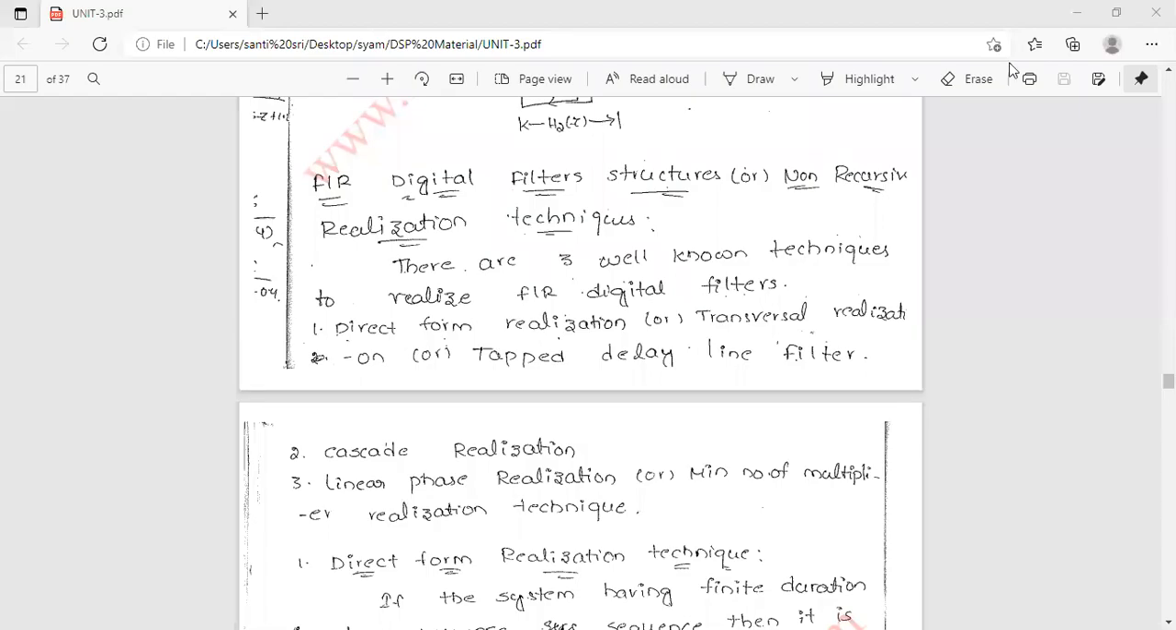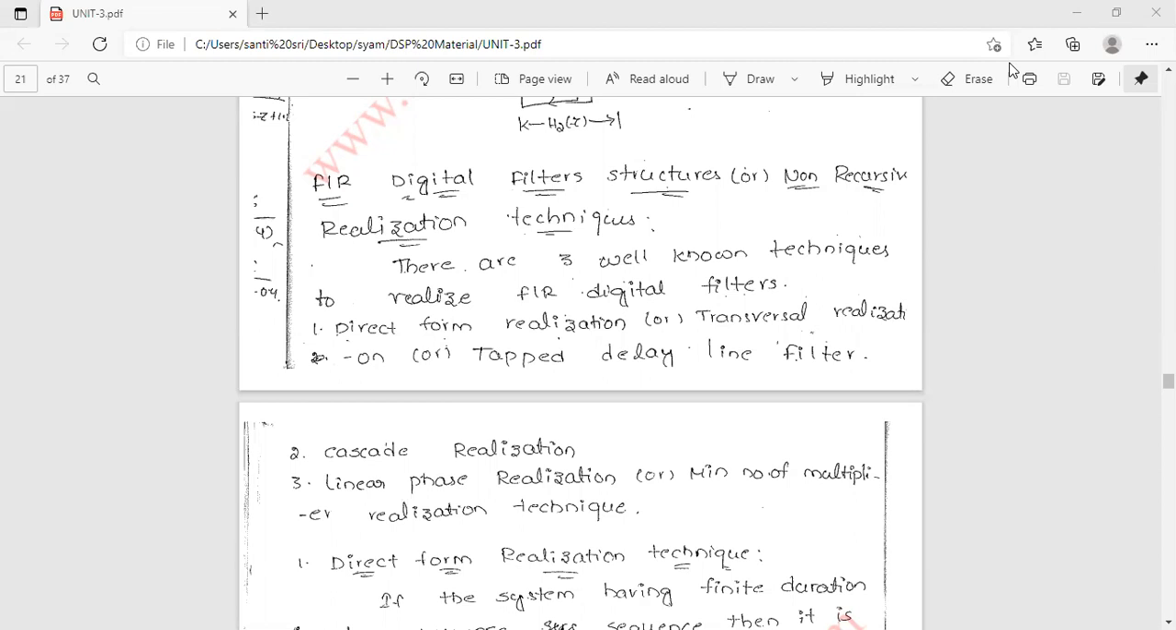Morning. In the last class, we discussed the IIR digital filter structures. Here we have 7 techniques: direct form 1, direct form 2, transposed form 1, cascade form 1, parallel form 1, like that. We have done some problems related to those techniques also.